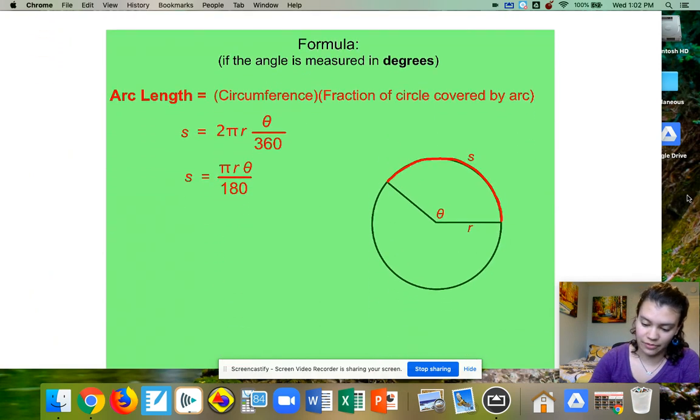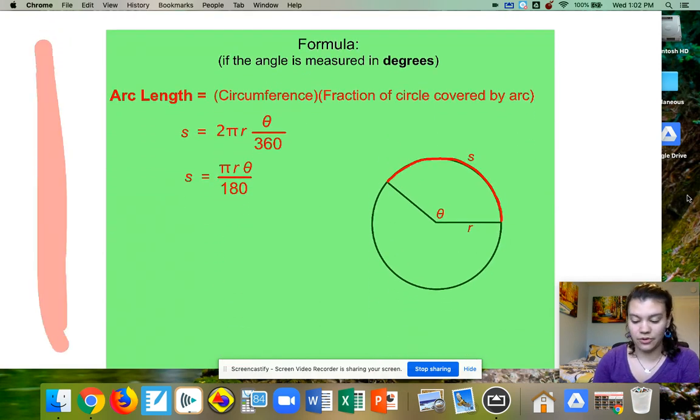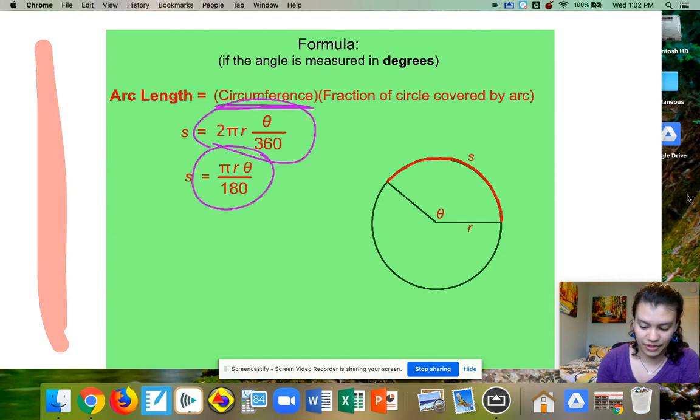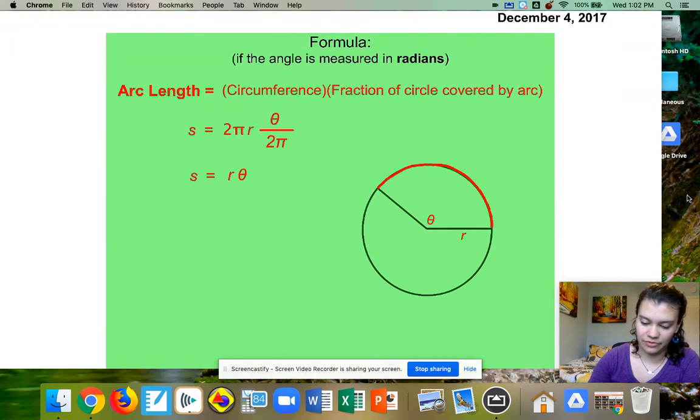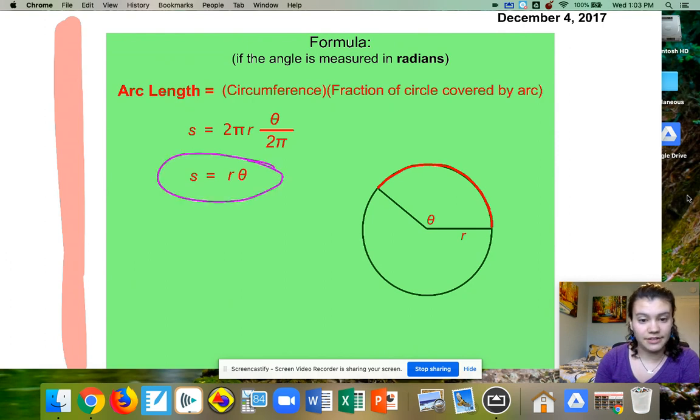There are different formulas depending on if your angle is in degrees or radians. If your angle is in degrees, you want this formula, or here's the abbreviated one. It comes from your total circumference multiplied by what portion of the circle you have. Here's the formula for radians, which simplifies down into a nice, easy r times theta.